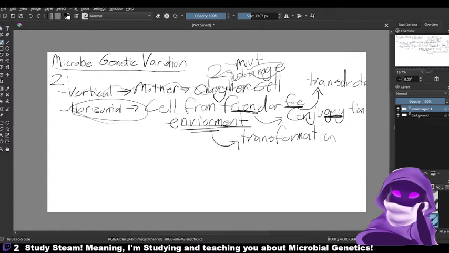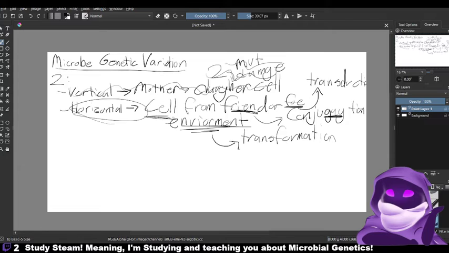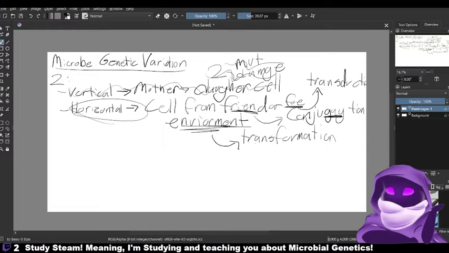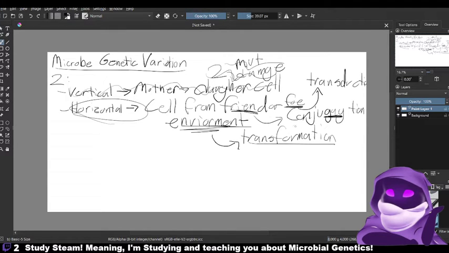Cell, this is me, we are the cell. We can get new genetic variation from friends, from foes, or from the environment. If we're getting it from the environment, it's transformation. If we're getting it from a friend, it's conjugation, because we're gay. And actually, we can get it from lots of friends, so, you know. Or foe, transduction, so that's a virus.